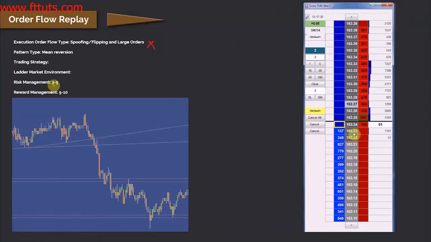Although I said you're kind of loose with the risk, as I'll explain on the ladder, you have a 3 to 5 tick stop risk management, and then you're looking for say 5 to 10 ticks as your initial target.